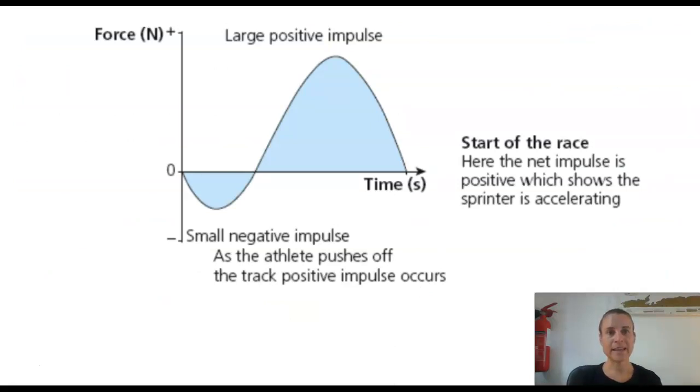Well, at the beginning of a race, the person is going from 0 meters per second and they are accelerating. So there's a small negative impulse and a very large positive impulse. This shows that the sprinter is accelerating.